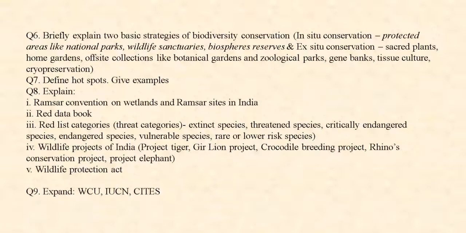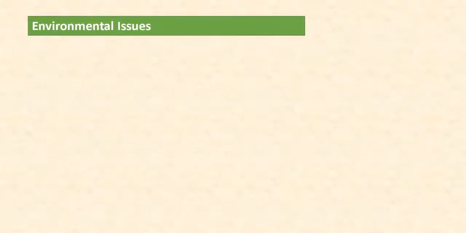Then we need to read wildlife protection of India, wildlife projects of India, mainly Project Tiger, Gir Lion Project, Crocodile Breeding Project, Rhino Conservation Project, Project Elephant. And also we need to see the Wildlife Protection Act. And in this chapter there are a few organisations we need to cover like WCU, IUCN, and CITES. Now come to the last chapter of this unit.